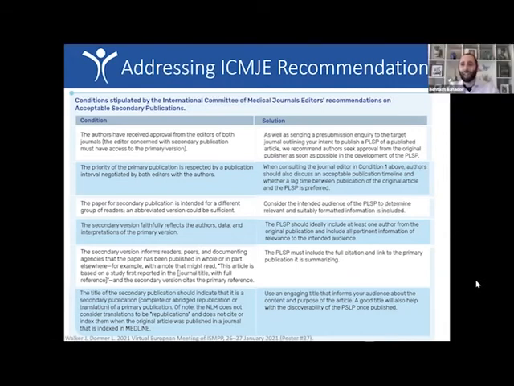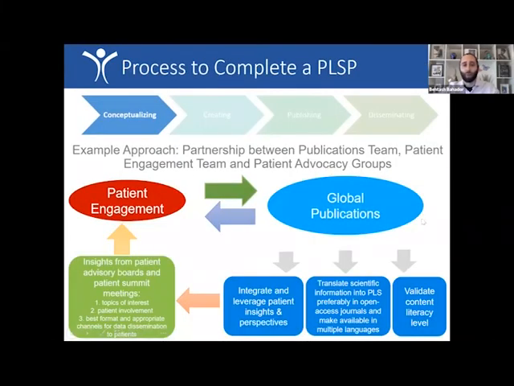We'll get a little bit more into that process in a minute, but first we're going to go over to Jaswant, who's going to talk to us about the importance of partnership and collaboration in moving towards having PLSP done. So Jaswant, please enlighten us.